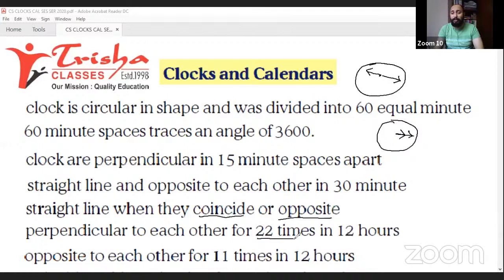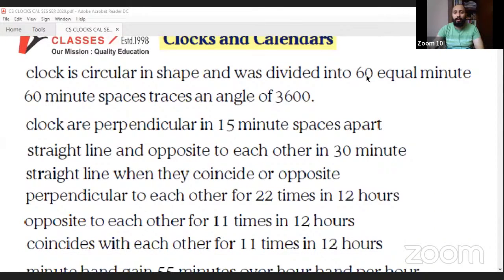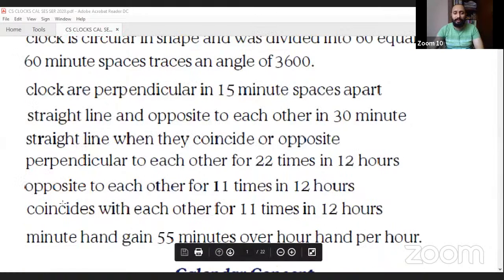Perpendicular to each other 22 times in 12 hours. Perpendicular means what? 90 degrees. Okay, so again, that could be a straightforward question. And they also talk about a few other things, that is coincides with each other 11 times.